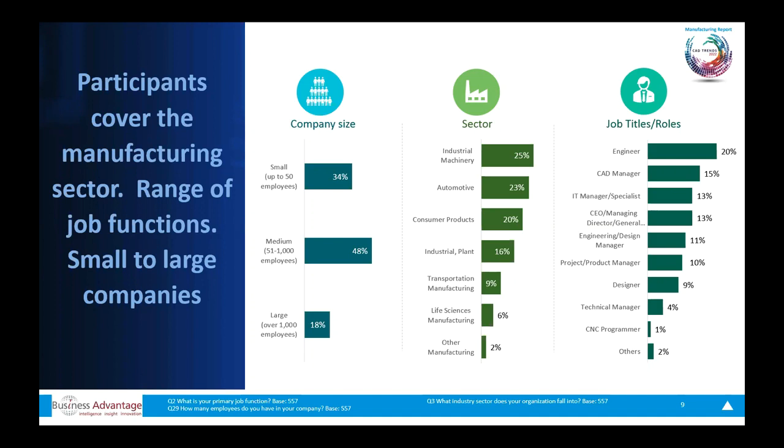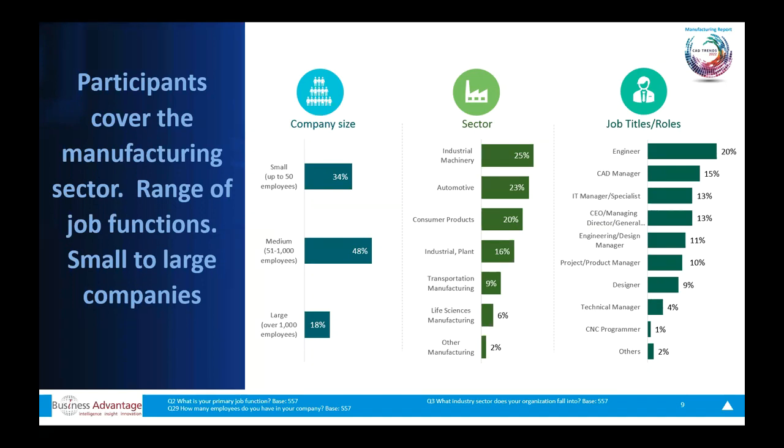If we look at the small and medium size, we've got 82% of the sample in small and medium sized companies and 18% in the larger companies. In terms of sector, as you can see, industrial machinery is the leading sector with 25% of responses coming from that sector. And automotive in second place with 23%. However, if we add automotive and transportation manufacturing, we have 32% or nearly 1 in 3 of respondents in transportation and automotive.